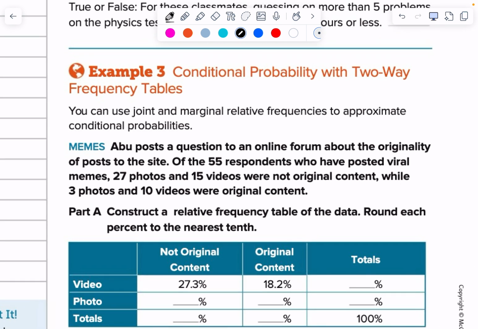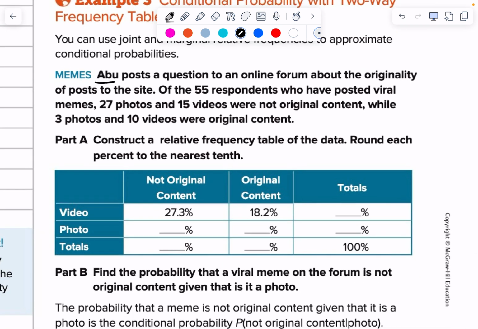All right, example 3. Conditional probability with a two-way frequency table. You can use joint and marginal relative frequencies to approximate conditional probabilities. Abu posts a question to an online forum about the originality of posts to the site. Of the 55 respondents who posted, 55 is my total number. I'm going to put those next to the percentages.